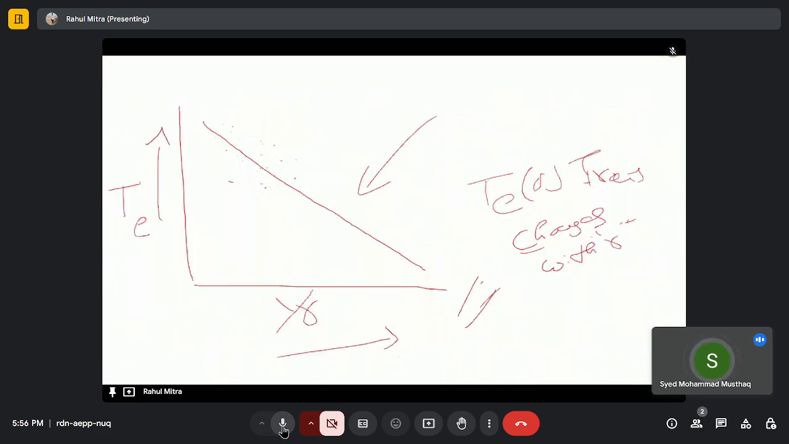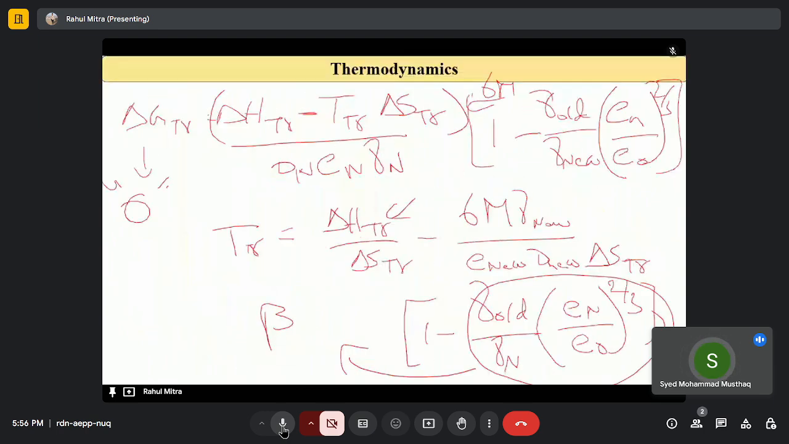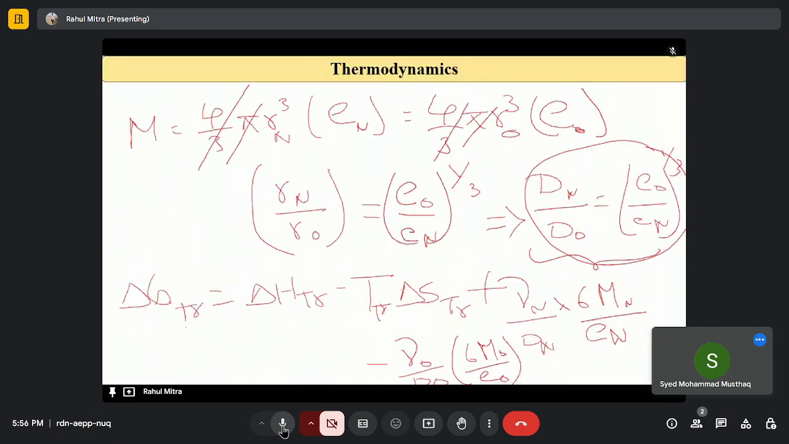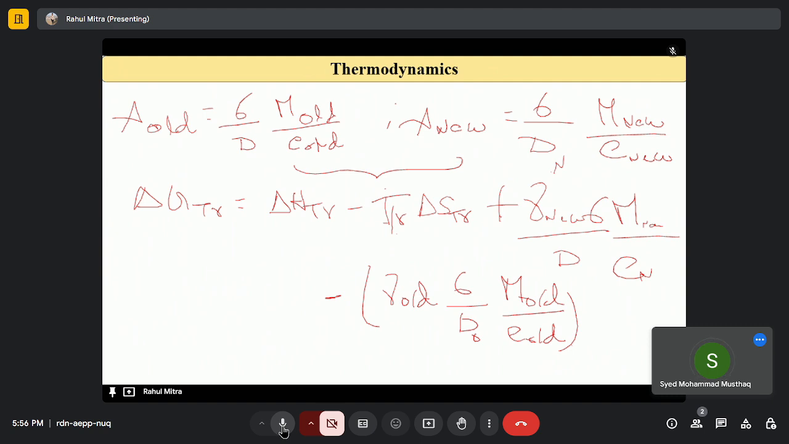So these are the different processes, and before this I discussed the thermodynamics part. With this I'll end this session 7. So thank you.